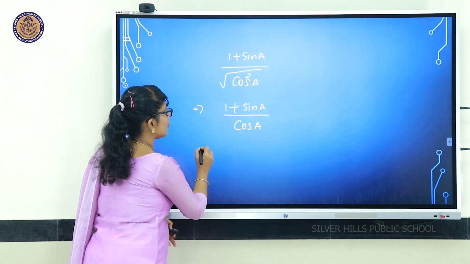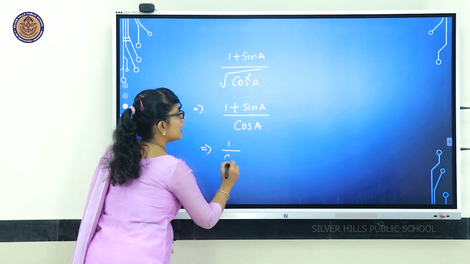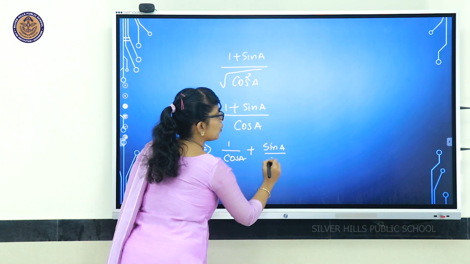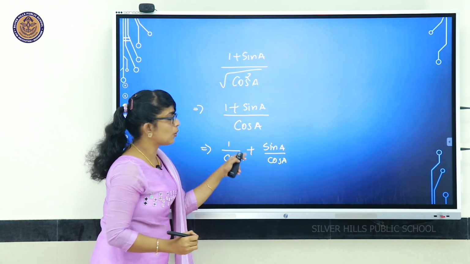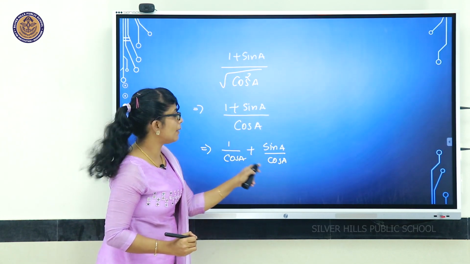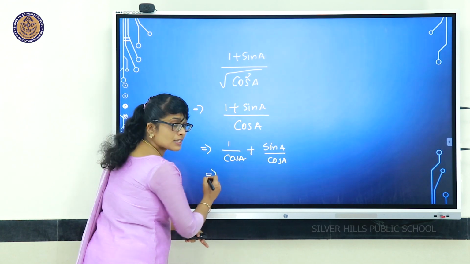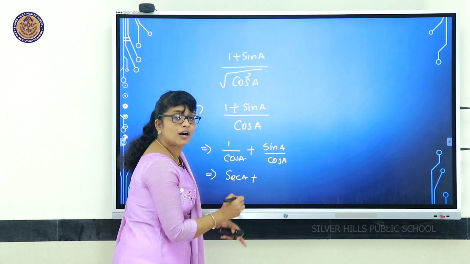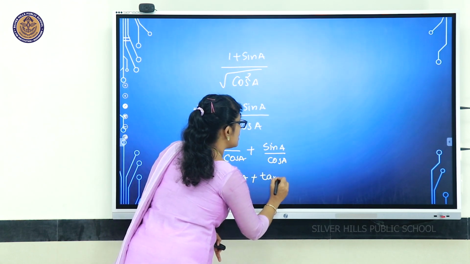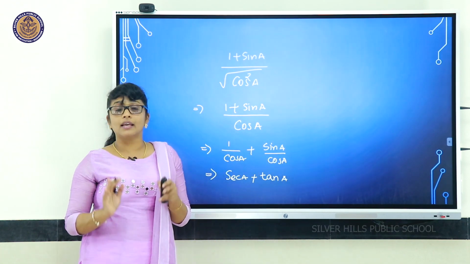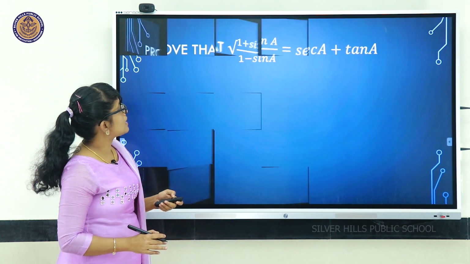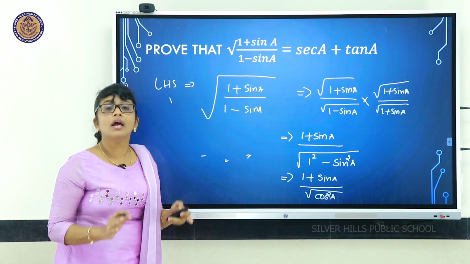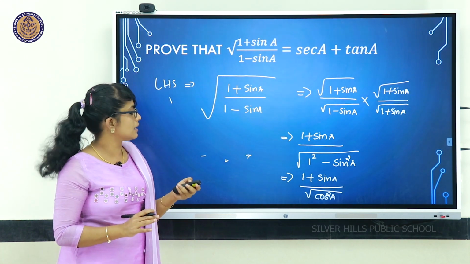Then we can split and write 1 by cos A plus sin A by cos A. Then 1 by cos A is equal to what? Sec A. Then sin A by cos A equals what? Yeah, very good. Tan A. Sec A plus tan A. Then let us check what the RHS is. RHS is sec A plus tan A. Here we proved LHS equal to RHS.